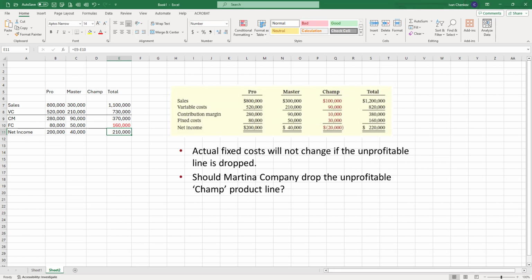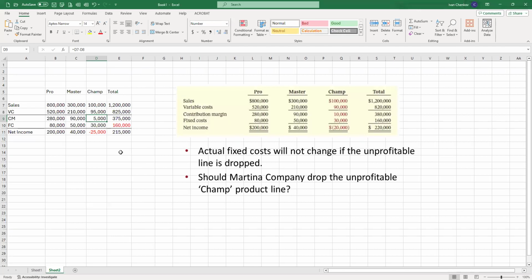Okay, Professor. So let's say, for example, the contribution margin is 5,000. Even if it's 5,000, let's go with the 5,000. That will be 95, right? Now my contribution margin is 5,000. Correct? Yes.